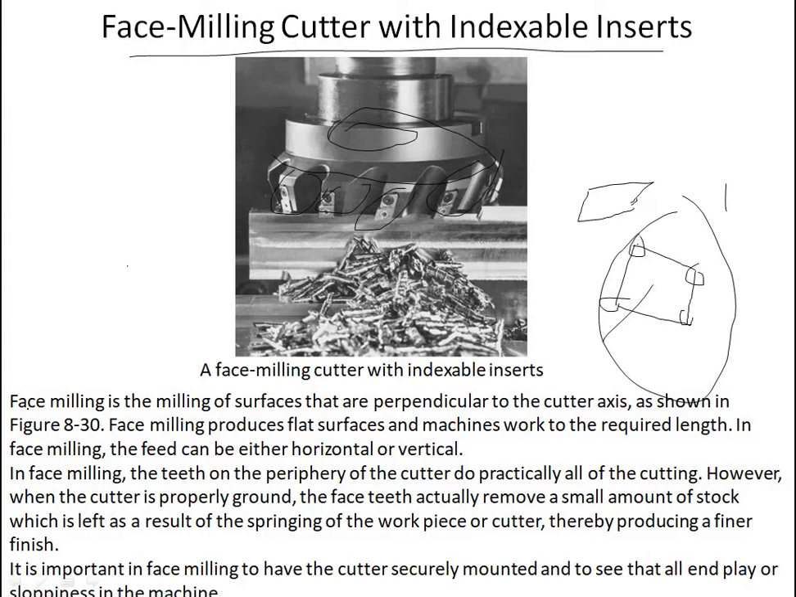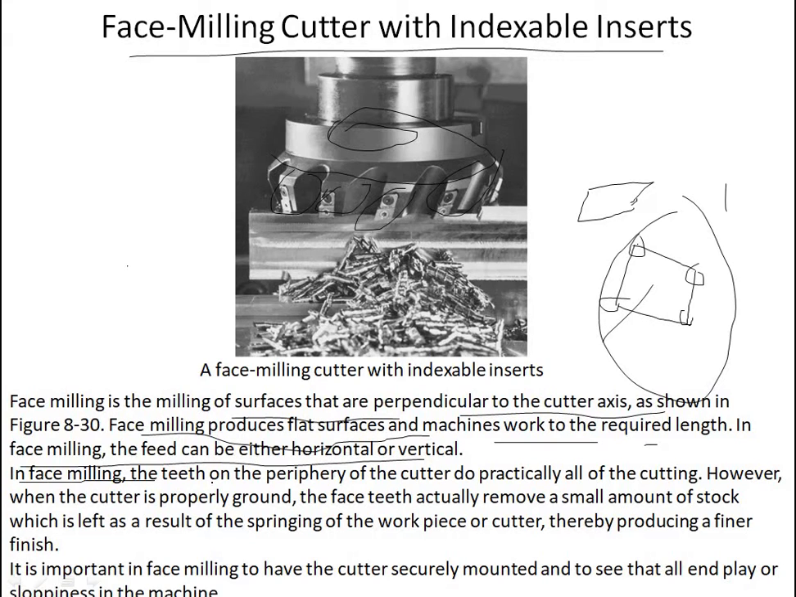So face milling is the milling of the surfaces that are perpendicular to the cutter axis as shown in the figure. Face milling produces flat surfaces and machines work to the required length. In face milling, the feed can either be horizontal or vertical. It can be horizontal or vertical.